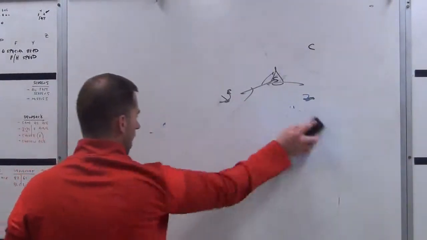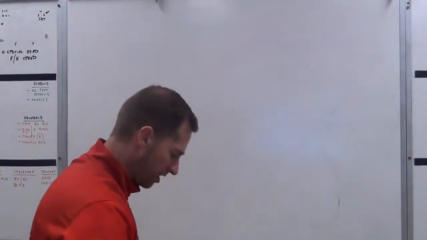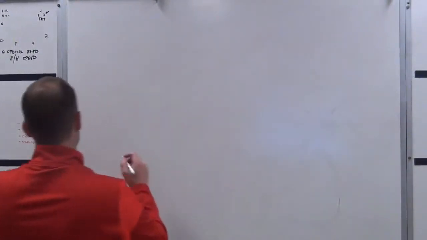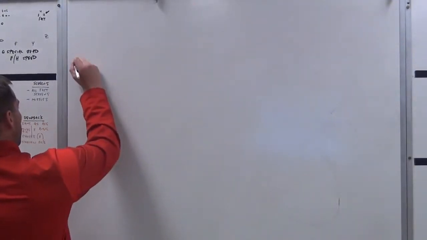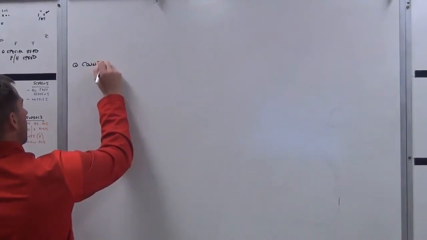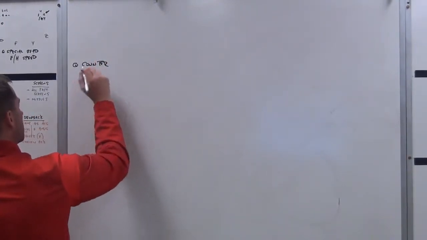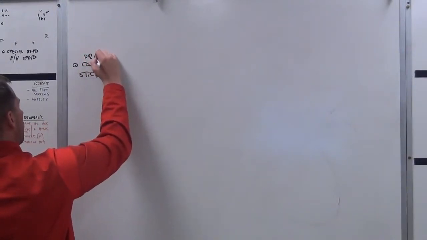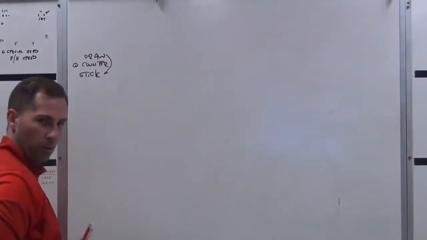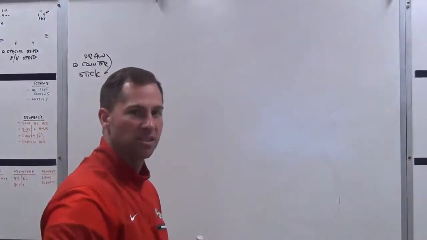Okay, now, another RPO that we do, I'm going to show you two more, then we'll watch a little film. Now we're tagging Q counter with stick out of 3x1. Some teams also run Q draw with stick. We found that Q counter was a little bit better for us because of our lineman situation.